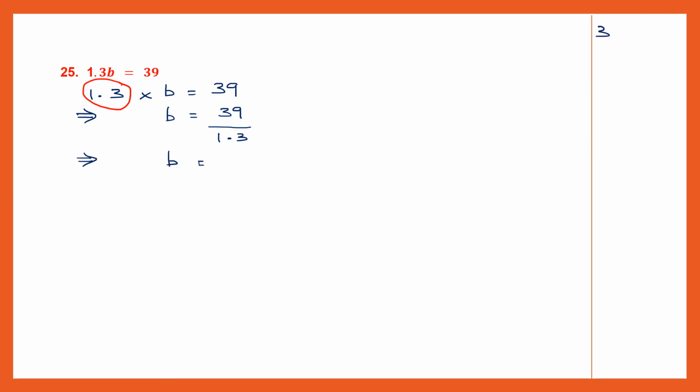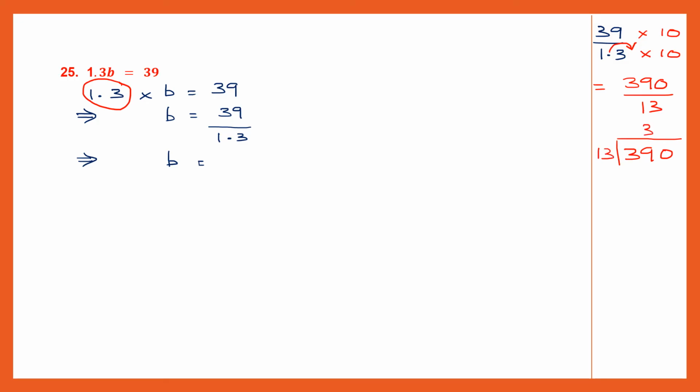Let's do that. 39 divided by 1.3. When your divisor is a decimal number, you must convert it to a whole number. So 1.3 must now become 13, and that is possible only if the point moves one place to the right, and we can move that point only if we multiply by 10. And if you multiply denominator by 10, you must multiply the numerator also by 10. So what do we have now? 39 into 10 is 390. 1.3 into 10 is 13. So let's divide 390 by 13.